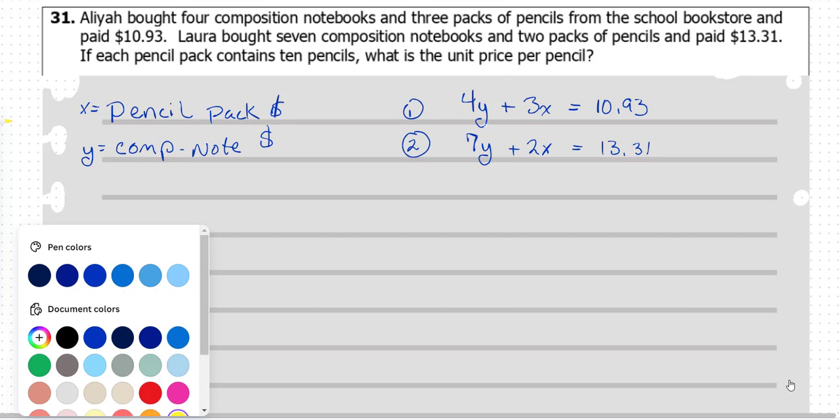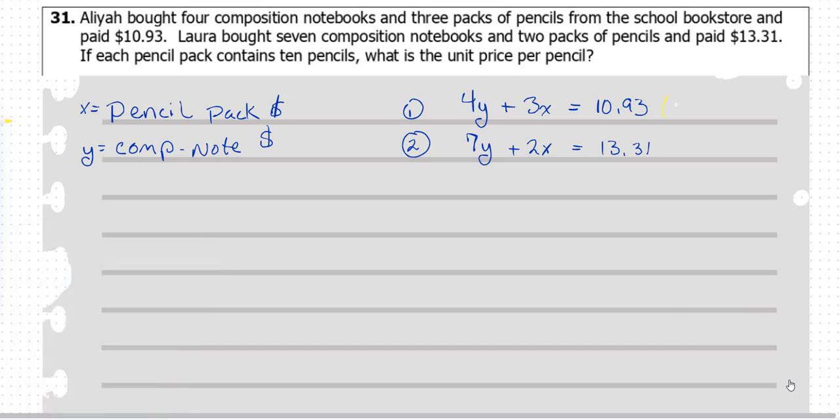And so now I'm going to try to figure out what do I need to multiply each by. And so I can either cancel out the x's or the y's. I'm going to go with the x's. And so I'm going to choose one of them to be multiplied by a negative, so -2. And that gives me the equation, when I rewrite that, to be -8y minus 6x is equal to -$21.86.